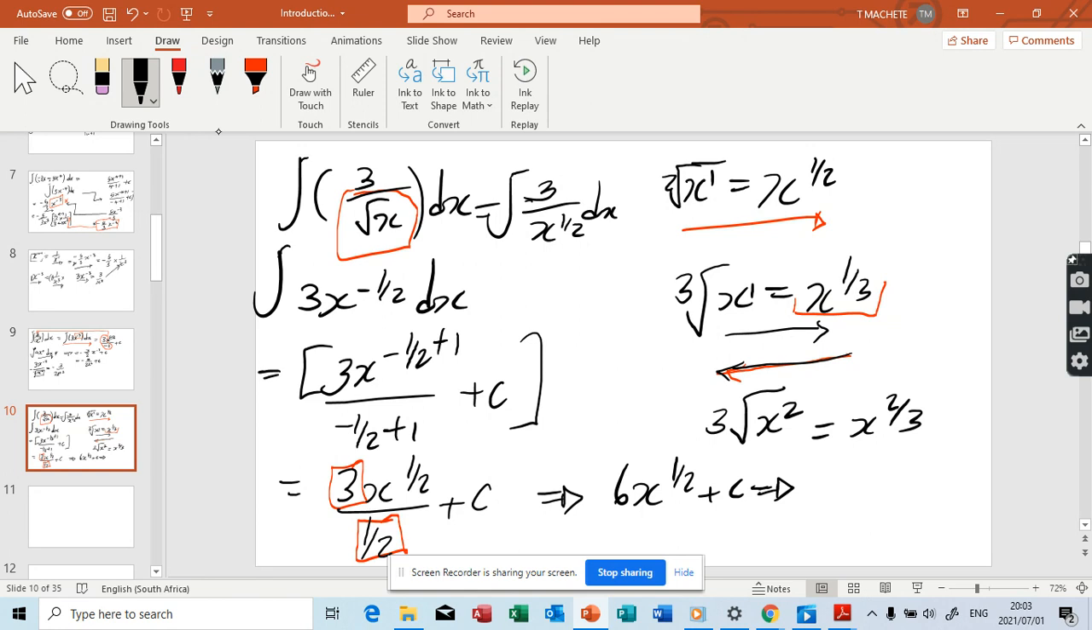6 root x. Remember I told you that if it's like this, you have to take it back. You have to put it back to the square root. This is your answer, plus c. That's correct, guys. Does anyone have a question before we move on? Because we're going to do applications, guys. Now we are moving on. Does anyone have a question?